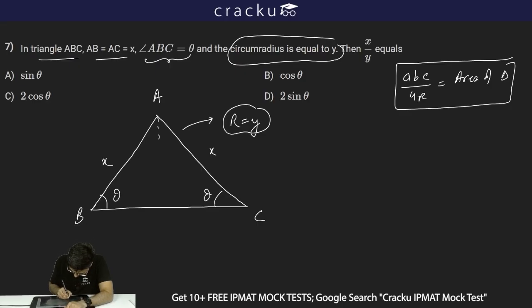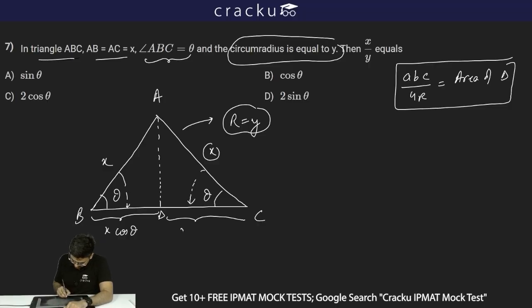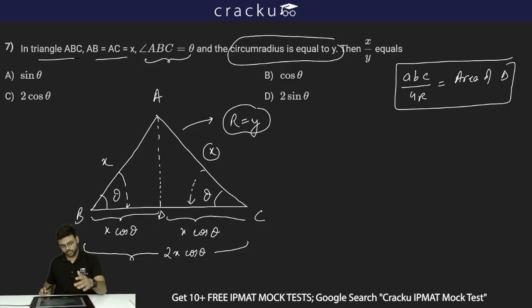So what I'll do, I'll just drop an altitude from A on BC. Now I know using the cos and sine components of side AB, this part, if I say this is BD, this BD will be equal to x cos theta. We'll take the cos component. And DC will be x cos theta, again the cos component. So I can say BC will be BD plus DC, and therefore the entire BC length will be 2x cos theta.